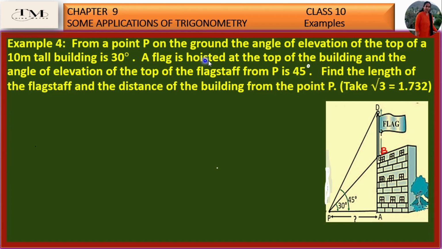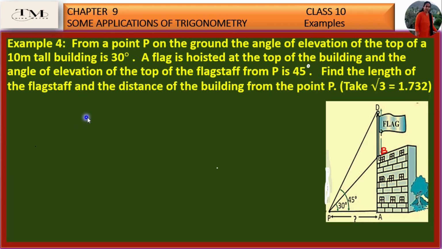Next, a flag is hoisted at the top of the building. From the top, from B, a flag is hoisted. So BD is the height of the flag. And the angle of elevation of the top of the flagstaff, which is D, from P. So angle DPA is the angle of elevation for the flagstaff, and angle DPA makes 45 degree. Find the length of the flagstaff, that is, we have to find out DB, and the distance of the building from the point P. So we have to find out also PA, the distance of the building from P.